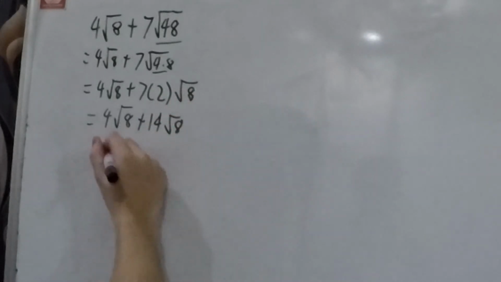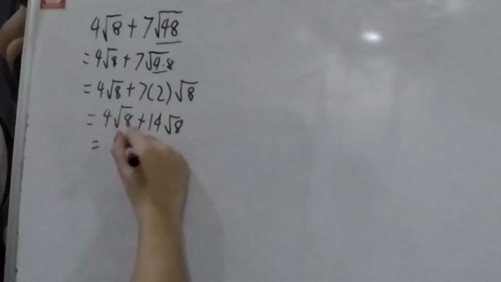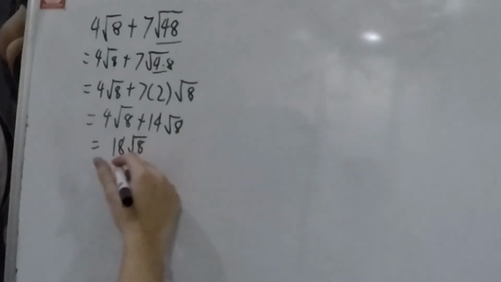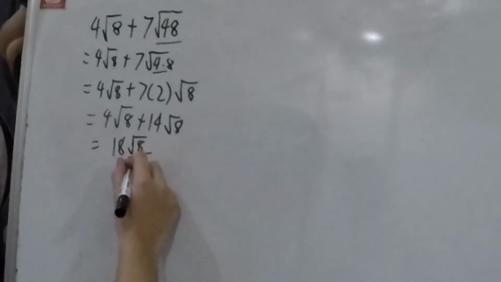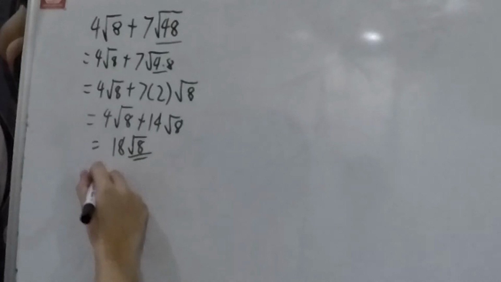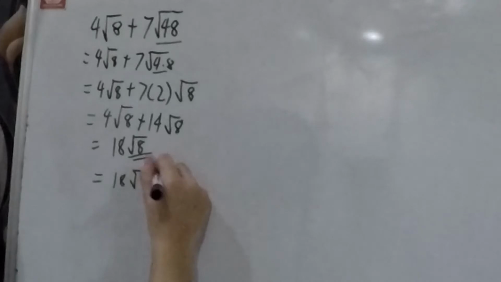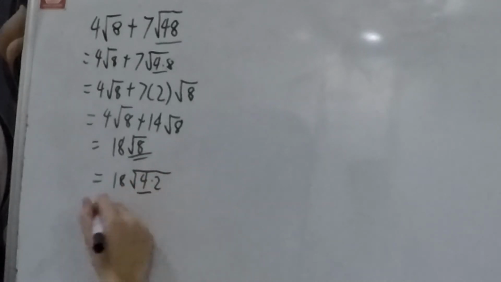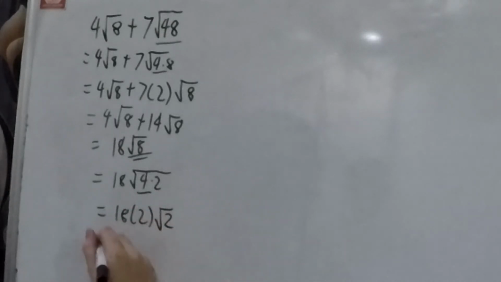Now we will add these two radicals together. 14 plus 4 is equivalent to 18, and then we add the square root of 8. But we can still simplify this answer because there is a perfect square factor in the square root of 8. This is equivalent to 18 times the square root of 4 times 2. The square root of 4 is 2, so 18 times 2 times the square root of 2 is the answer. 18 times 2 is 36 times the square root of 2, and that is our answer for this example.